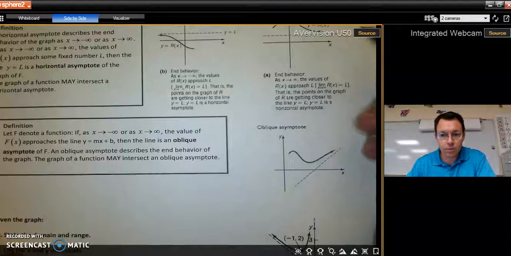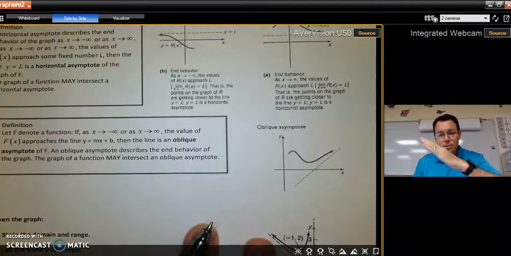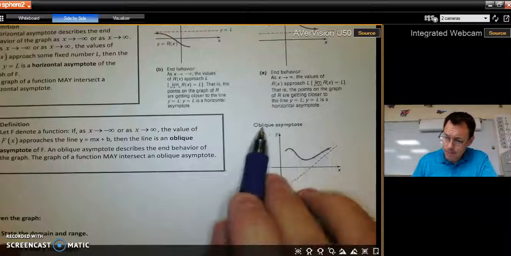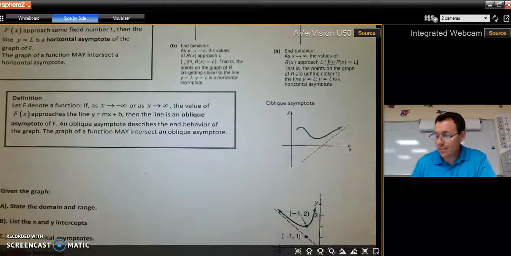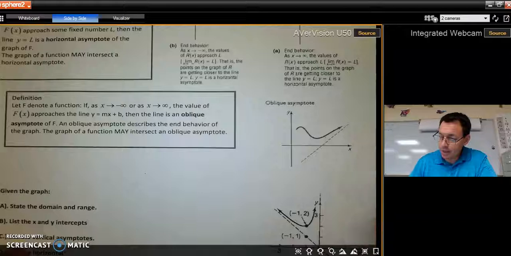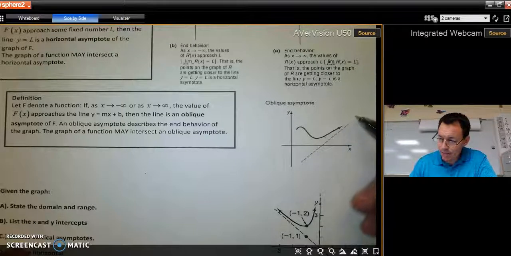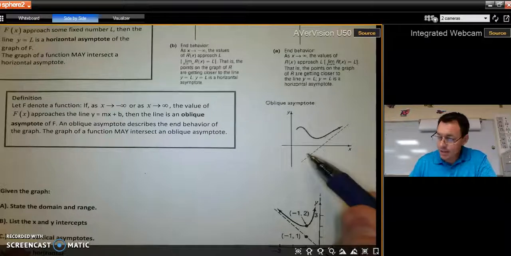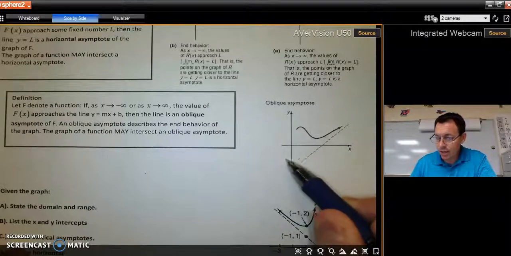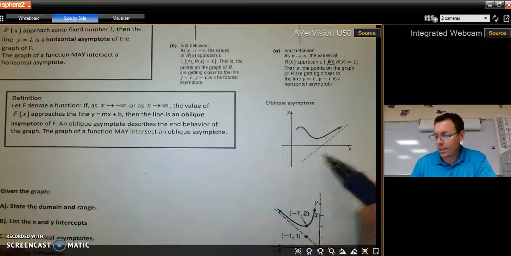Now, if you take a horizontal asymptote, like y equals 2 or y equals 1, and you add slope to it, so you put it at an angle, then it's called an oblique asymptote. It's the same idea. As your x's get really big, your graph just takes off at this angle, and the values are getting closer and closer to this line right here. Same thing as you head towards negative infinity: your graph starts to follow values that mimic this line.